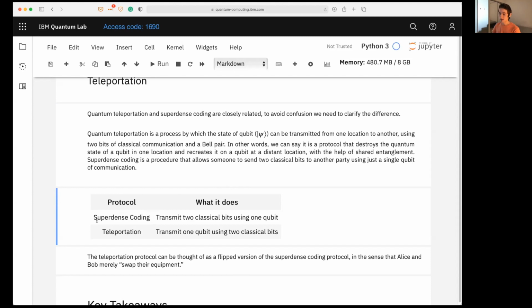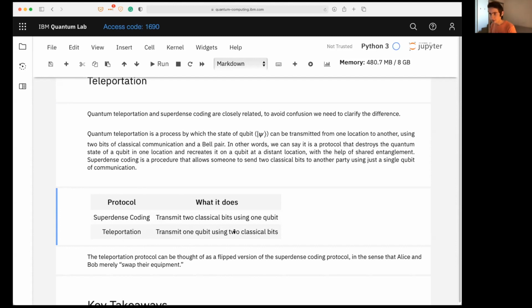Superdense coding, what we just learned, is transmitting 2 classical bits using just 1 qubit. Maybe using isn't the best word. It's transmitting 2 classical bits by transmitting 1 qubit, right? As we see, you still have to use 2 qubits, but only one of them is transmitted. In quantum teleportation, it's exactly flipped. You transmit 1 qubit using 2 classical bits.